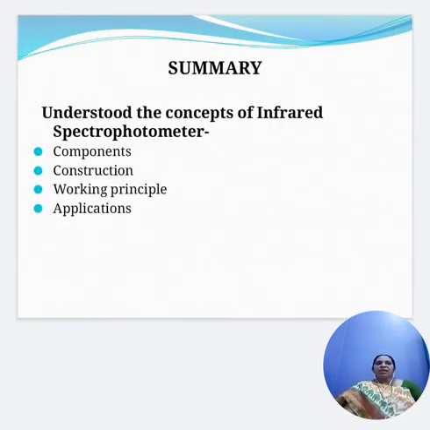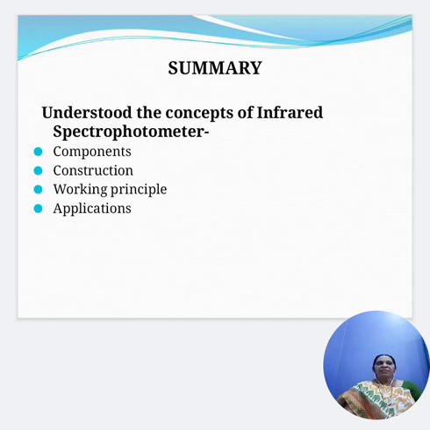I would like to summarize my presentation of infrared spectrophotometers. The infrared spectrophotometer consists of the following components. What are they? The components are the IR radiation source, the wavelength selector, the monochromator, which may be either a prism or a grating, the sample holder or the sample cell, then the detectors and the recorders.